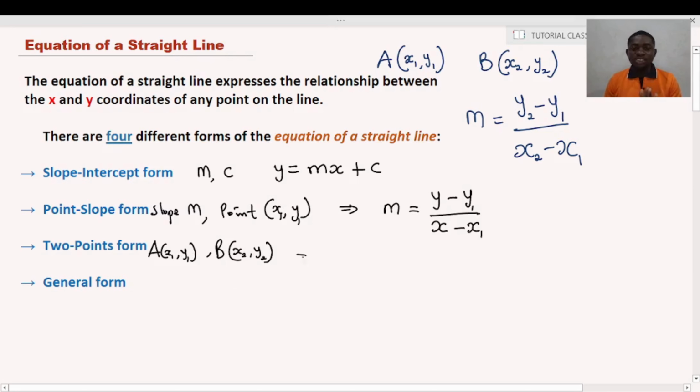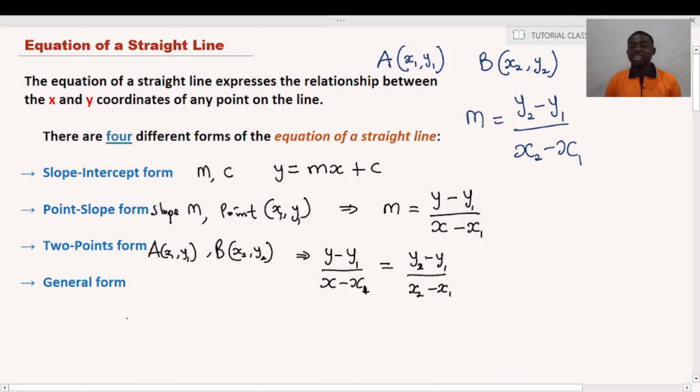The equation of the line is determined by saying the gradient, (y minus y1) divided by (x minus x1), equals (y2 minus y1) divided by (x2 minus x1). So when you use this, you combine it, and that will help you to get the equation of a line when you are given 2 points.